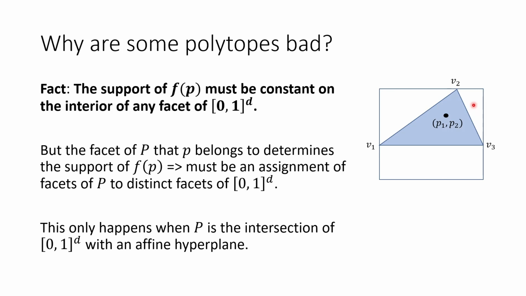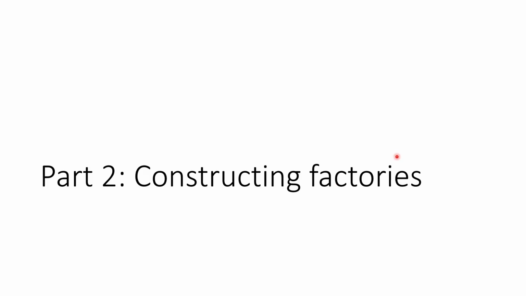And with some work, you can show that this only happens when P is the intersection of the hypercube with an affine hyperplane. For example, it's true if it's only this line segment connecting v1 and v2, because that would be the intersection of this line with the square. So great, this explains, at least in part, why we need P to be the intersection of an affine subspace with the hypercube. Why is it always possible to construct such factories?